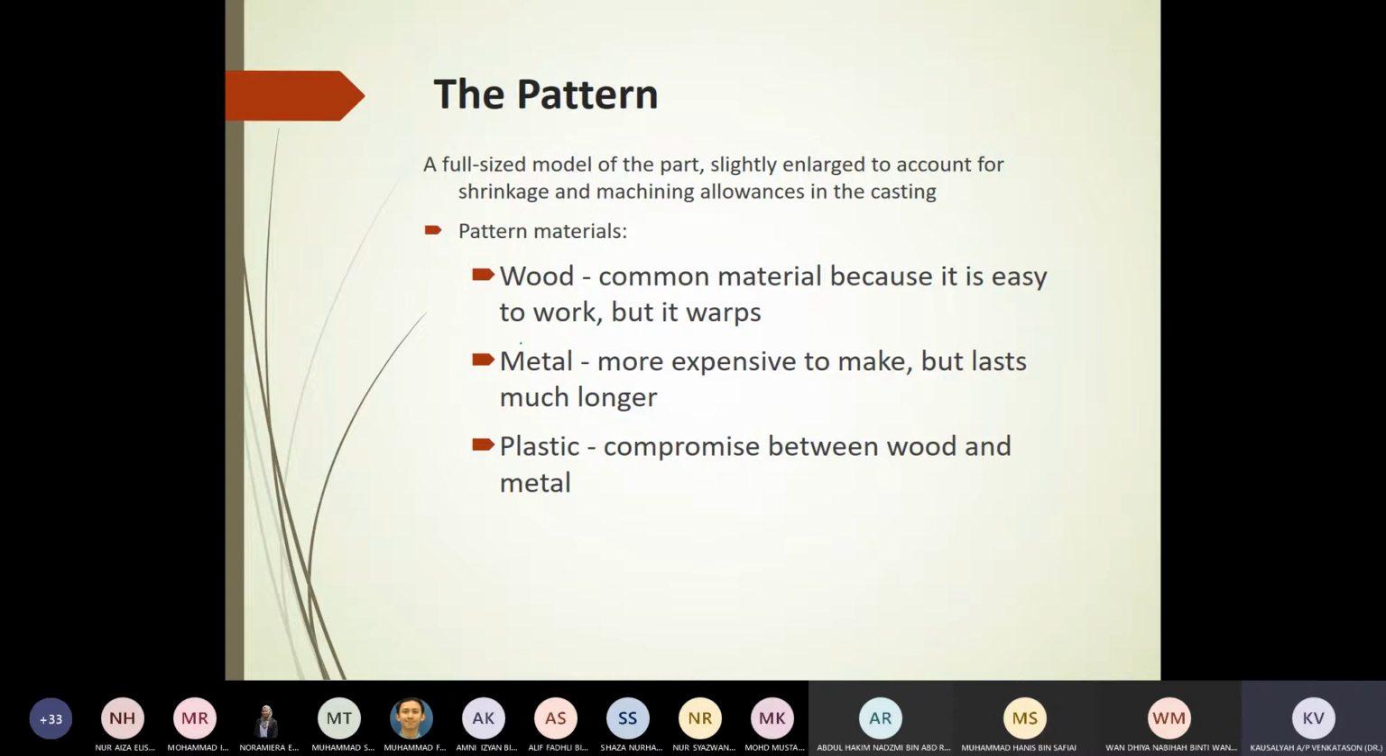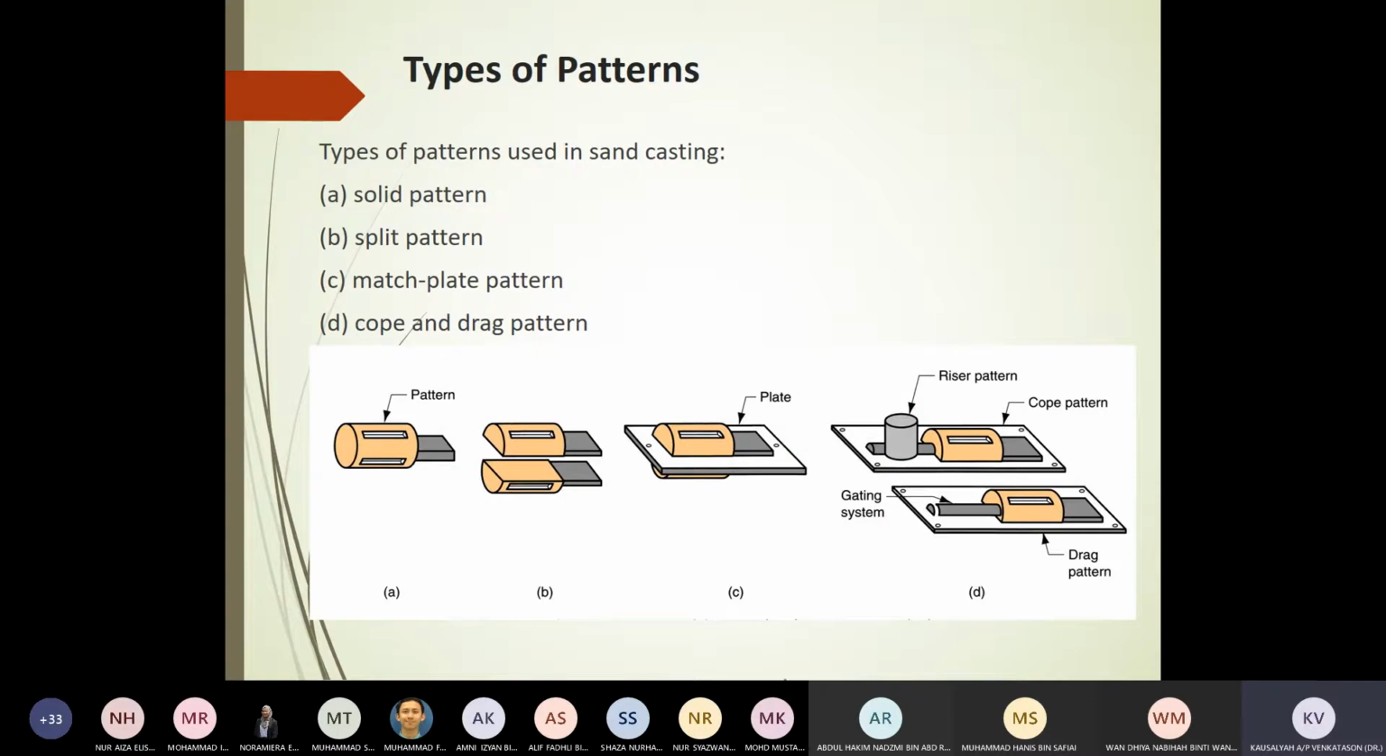And then you have the pattern materials which we use for the patterning. We have wood, a common material because it is easy to work, but it warps due to external influences. Then there's metal. It's more expensive to make, but it lasts longer. And there's plastic, a compromise between wood and metal. Types of pattern used in sand casting: we have the solid pattern, the split pattern, the match plate pattern where there is a plate in between, and we have the cope and the drag.